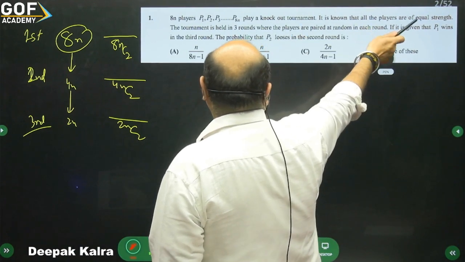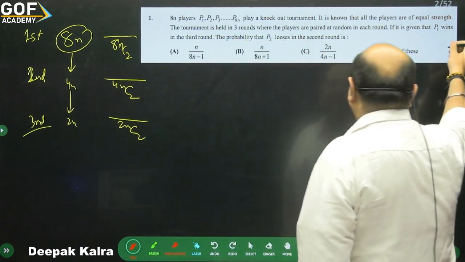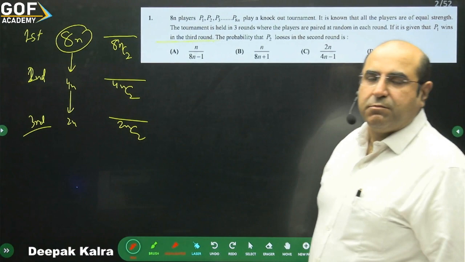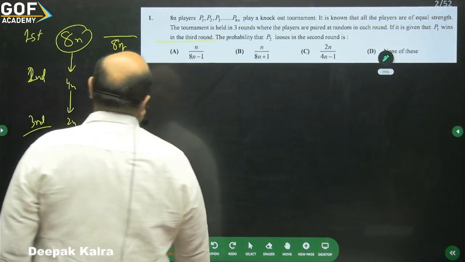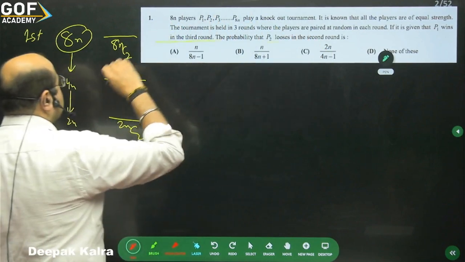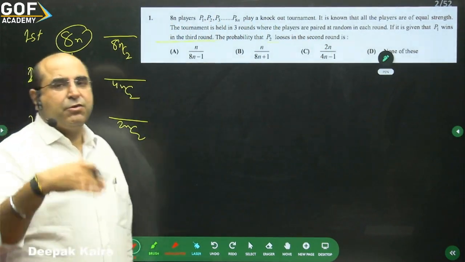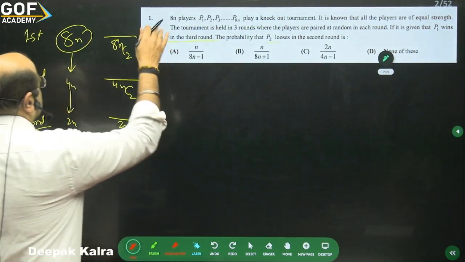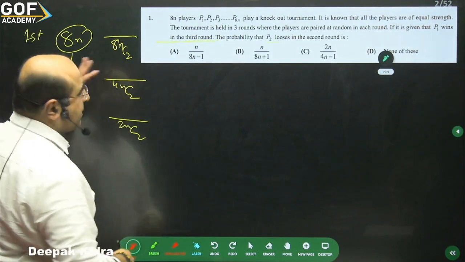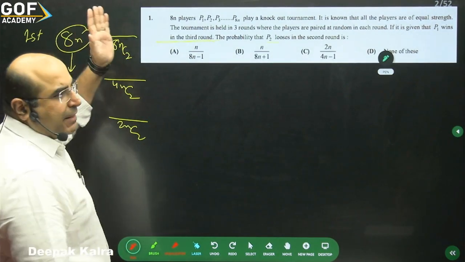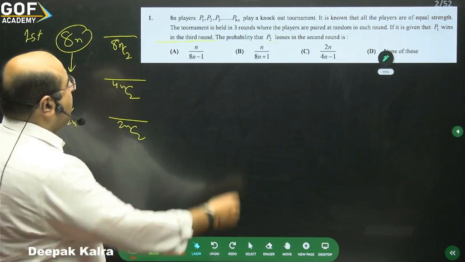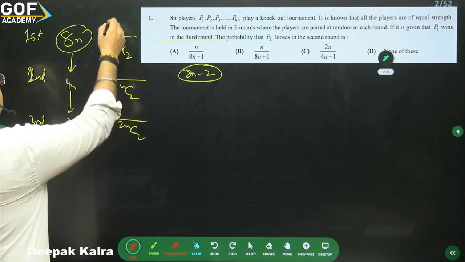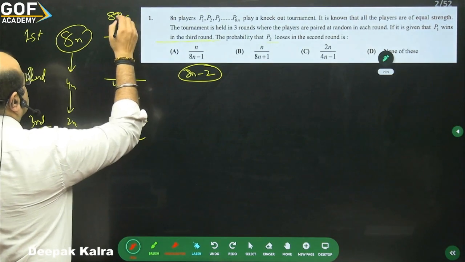So now, it is given that P1 wins the third round, which means P1 has to stay till the last round. And P2 loses in the second round, so P2 also goes until the second round. That means 2 persons will keep on continuing till the second round. In the first round I am eliminating neither of them, and I am left with 8N minus 2 people. Out of that, the games would be played within themselves.